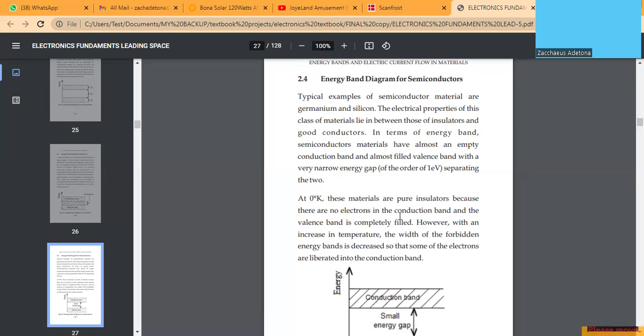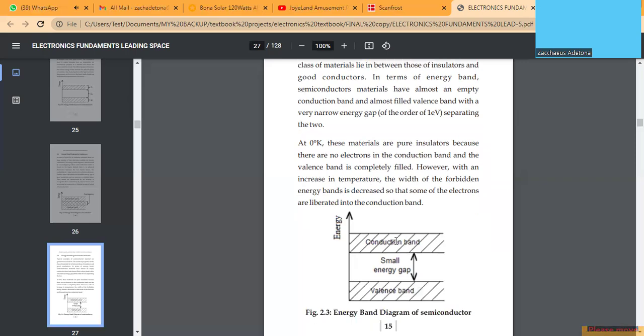That can happen at ordinary temperatures when external energy has been received by the electrons in the form of temperature. Then they can break away from the valence band and navigate to the conduction band. So external application of energy, such as heat, can easily help the material to conduct. And that is why these materials are termed semiconductors. The valence band electrons can easily overcome the small energy gap and make their way to the conduction band, thereby conducting electricity.